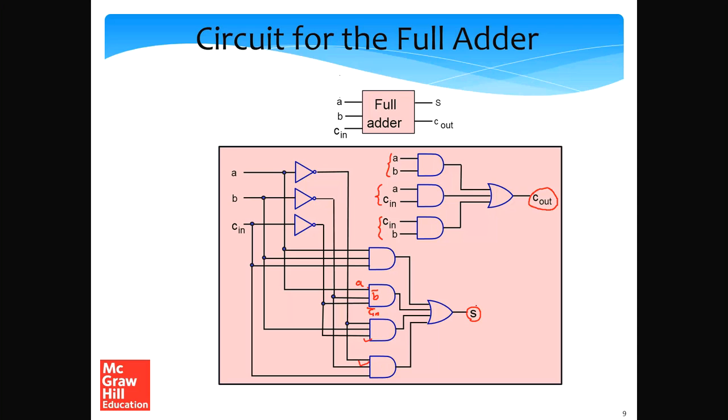So computing the sum is more difficult and requires more hardware as compared to computing the carry out. But this is pretty much the circuit of a full adder, which takes 3 bits as input, adds them, and there is a 2-bit output. The least significant bit is the sum, and the most significant bit is the carry out. So both of these are getting computed in this fashion.